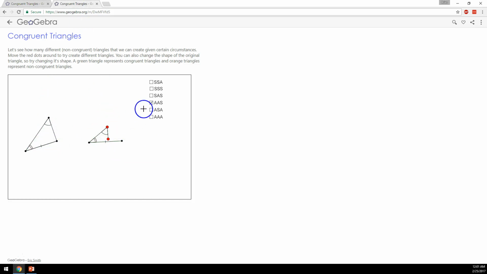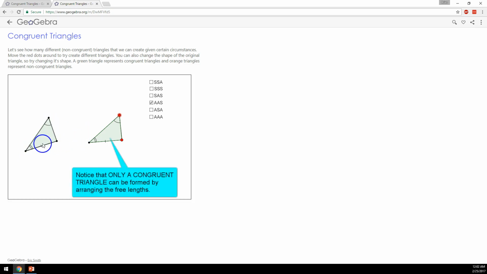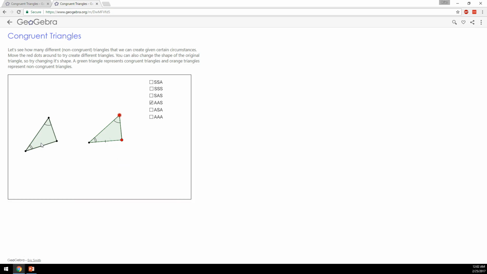Alright, next we have angle, angle, side. So let's see if we can show this. Oops. Extend that out. Just a little bigger here. And as you can see here, we have angle, angle, side. And we've proven that we can have congruent triangles with angle, angle, side.